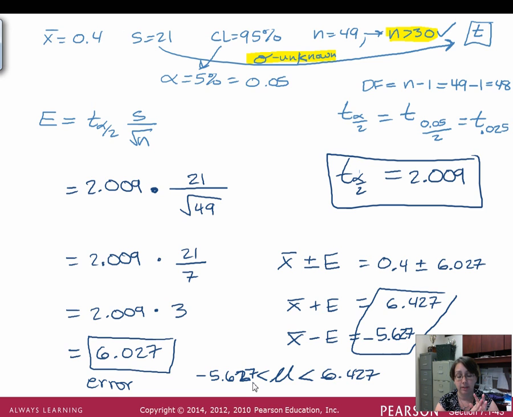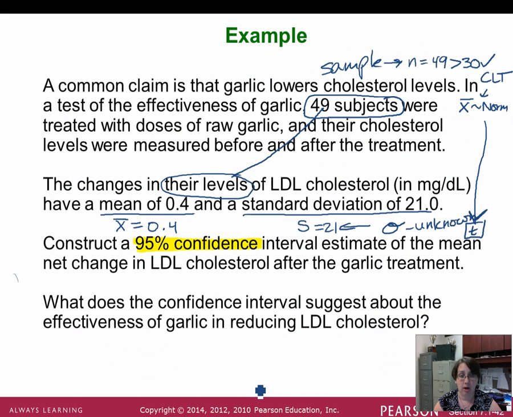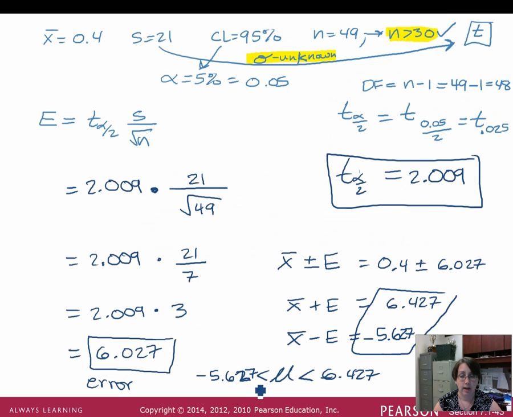So what does this tell us about the cholesterol level? Well, this is the mean change in cholesterol level. Let me go back to the problem. This interval is telling us that it could be a positive change or a negative change in cholesterol levels. Or, in the very middle of that is actually the value 0. There could be no change at all in cholesterol levels based on garlic usage.